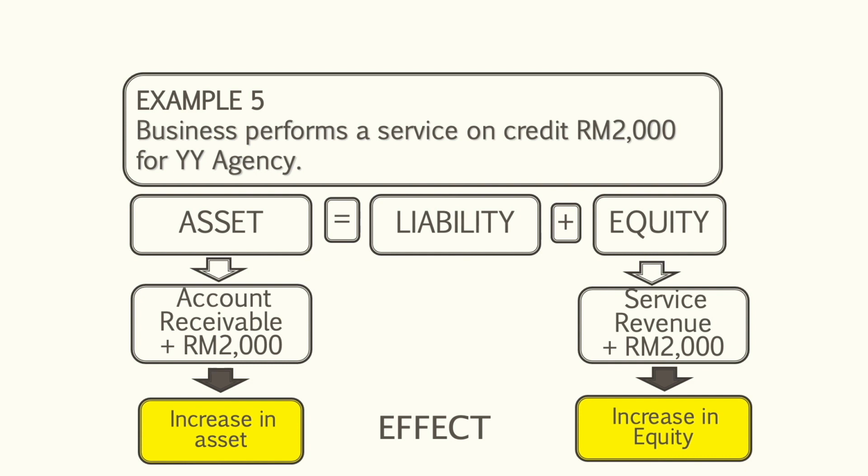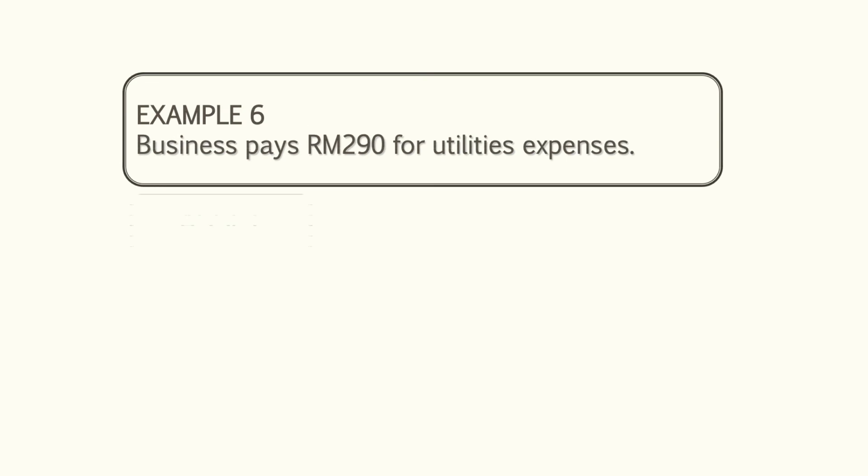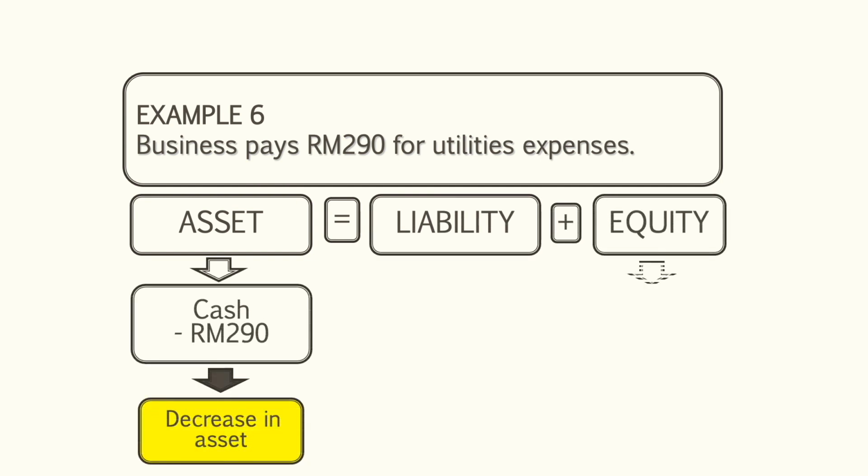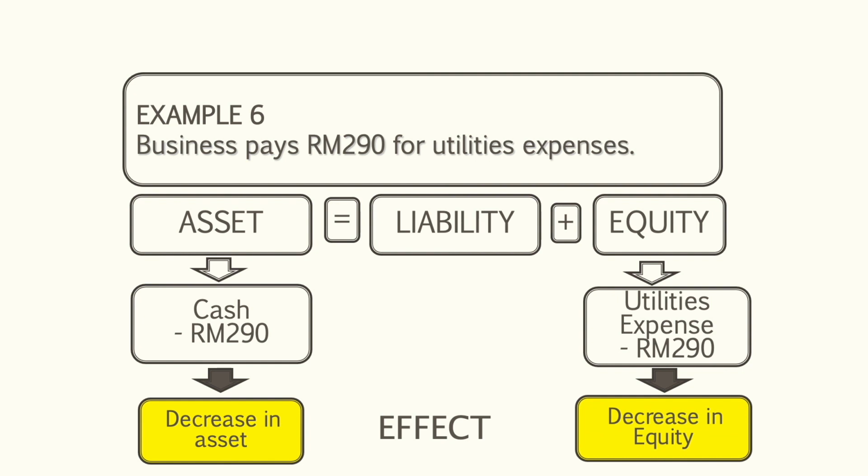So I think this is going to be the final example. The business pays RM 290 for utility expenses. So we are paying RM 290, right? When you pay RM 290, our money goes out. So what happened? We can see the cash will minus RM 290, and at the same time the equity part under the utility expense will also minus RM 290. So from this transaction, we can conclude that a decrease in asset will decrease equity.